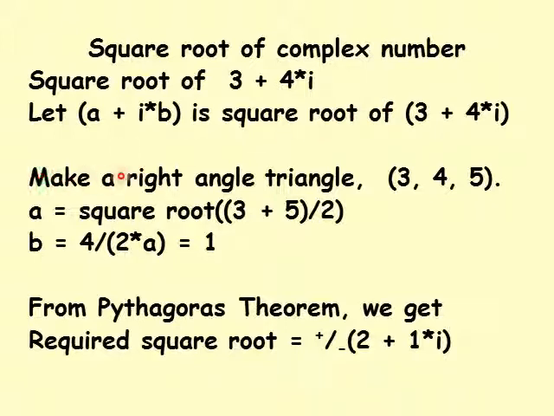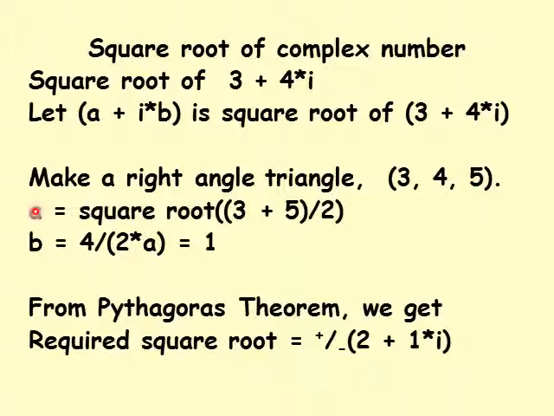The first step I do is make a right angle triangle with a base equal to 3, which is the real part, 4 as the height, which is the imaginary part, and 5 as the hypotenuse. This is my step 1: make a right angle triangle. 3 and 4 are just from the problem here. The real part is the base, the imaginary part is the height, and 5 is the hypotenuse. You get it from the Pythagoras theorem.